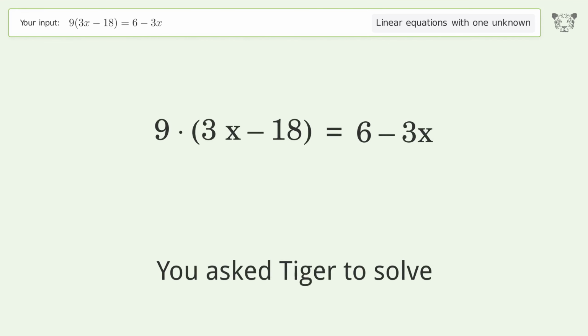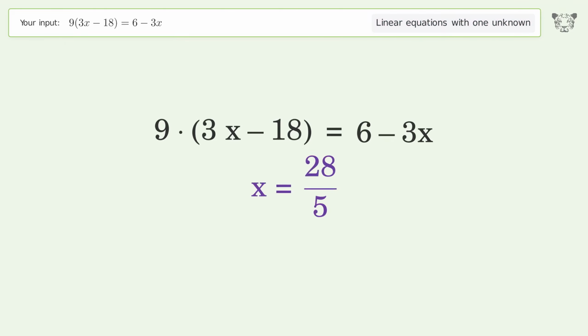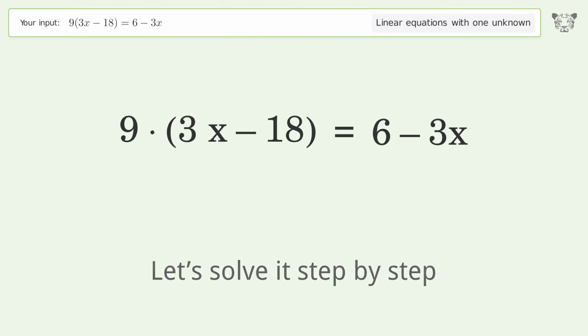You ask Tiger to solve. This deals with linear equations with one unknown. The final result is x equals 28/5. Let's solve it step by step.